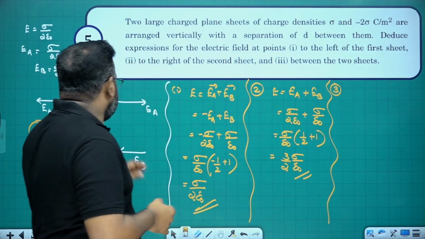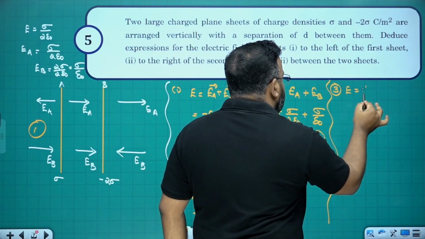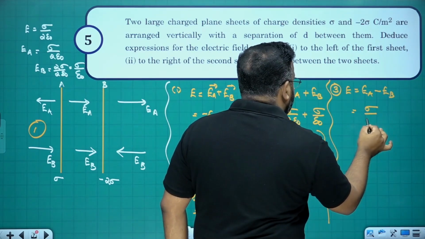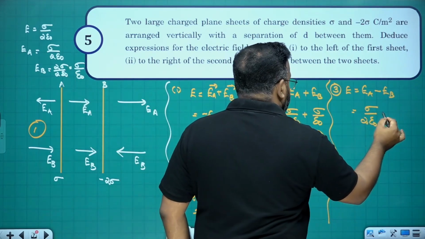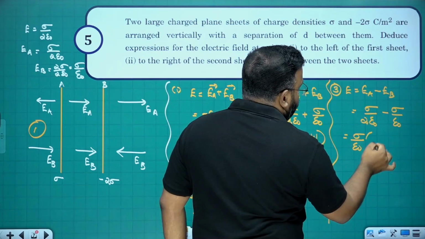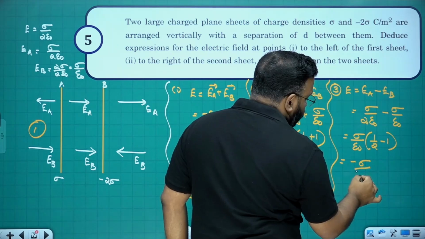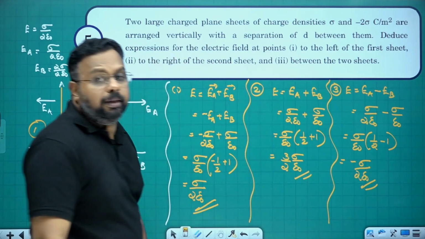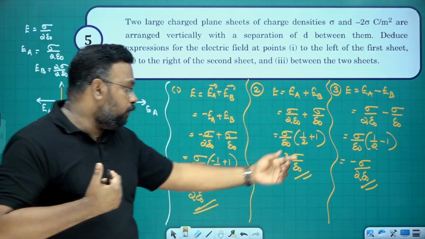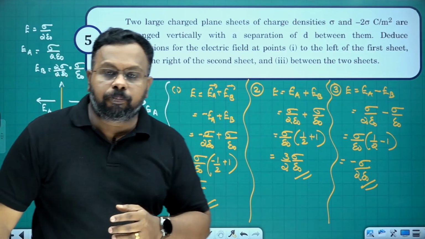In region 3, EA is towards right and EB towards left. So the resultant field will be EA minus EB, because EB is towards left. Again, it is sigma by 2 epsilon naught minus sigma by epsilon naught. I take sigma by epsilon naught out and get 1 by 2 minus 1, so it is minus sigma by 2 epsilon naught. What is the significance of this negative sign? We already took the sign idea that towards left is negative and towards right is positive. So getting a negative sign means the resultant field in this region is towards left.